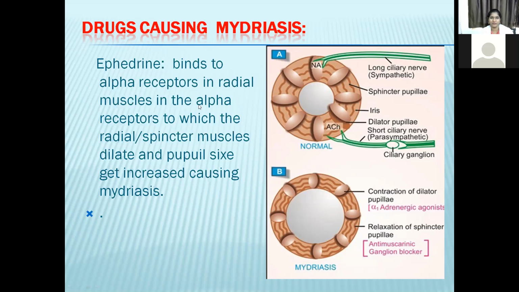So this is the one way. This is called active mydriasis. When the dilator pupillae or radial muscles contract by using ephedrine or sympathetic drugs, it acts on alpha-1 receptors which are present in the eye. These receptors act on the dilator pupillae. It contracts the dilator pupillae and increases the pupil size, which is called mydriasis. This is called active mydriasis.